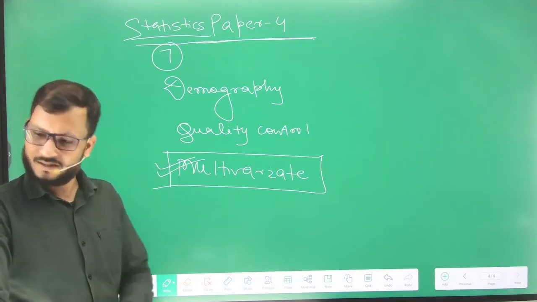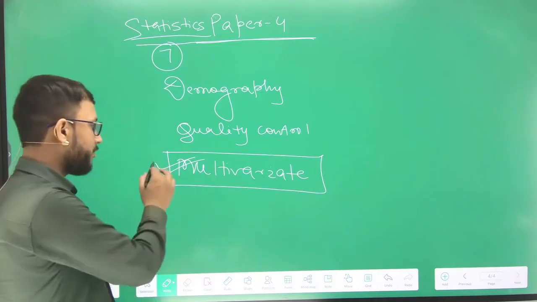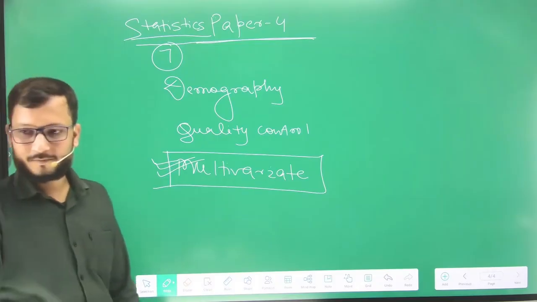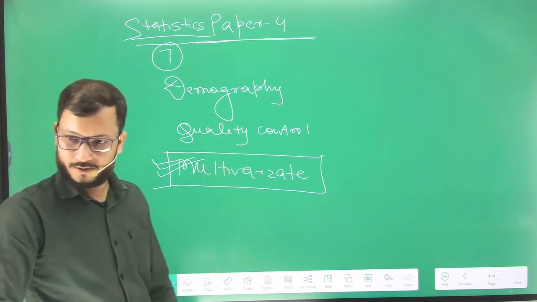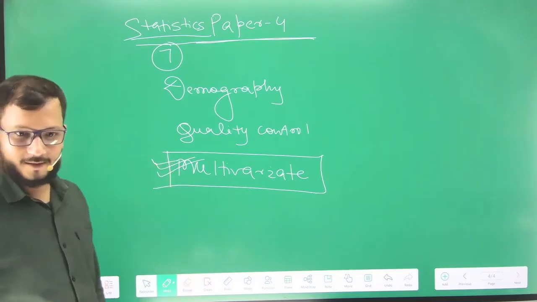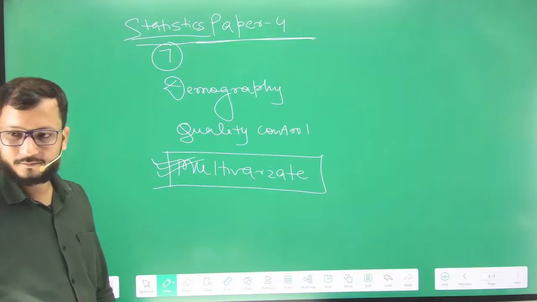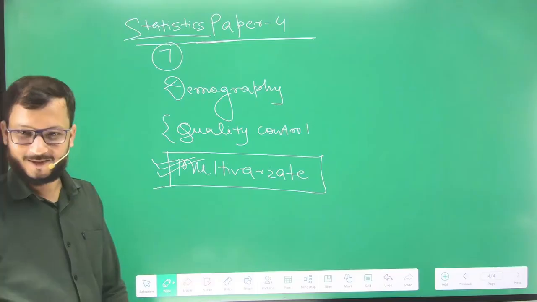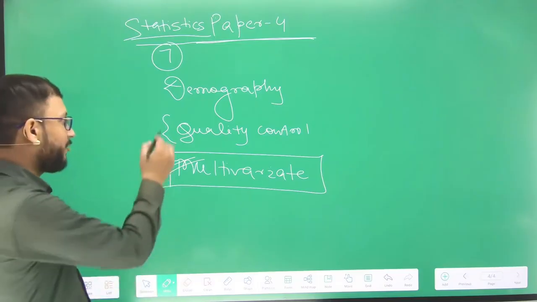So what is yours? By sitting you can see. Multivariate is 1, and another is quality control or demography. Have you studied any of these 2? Both. Okay, so what is your favorite one? Like, which are you most comfortable in? Quality control. That's a wise choice actually, according to me. Yours? Demography and multivariate. That's good.